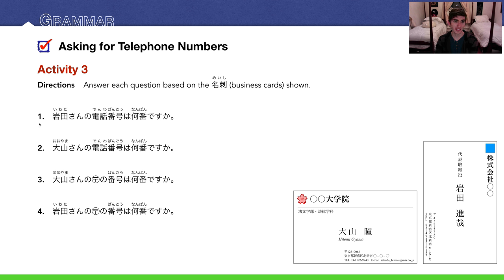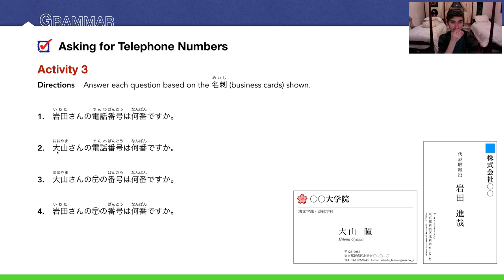Number one, Iwata-san no denwa bango wa nanban desu ka? Well, first we need to find who is Iwata-san. So just look at this kanji, look at these characters, and match it. Is it this person? Nope. Is it this person? Yes. This is Iwata-san. That's his family name. All right? Iwata-san no denwa bango wa nanban desu ka? So it's asking for his phone number, and we would look on this side with the contact information, and we know from the letters T-E-L for telephone that this is his phone number right here. So the answer could be Iwata-san no denwa bango wa 03-4945-6157 desu.